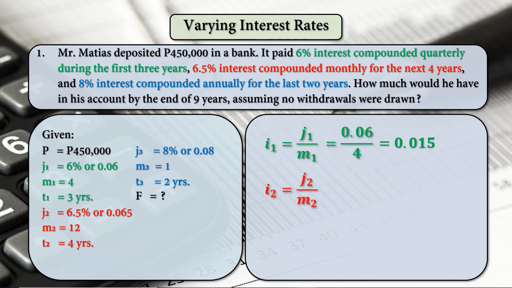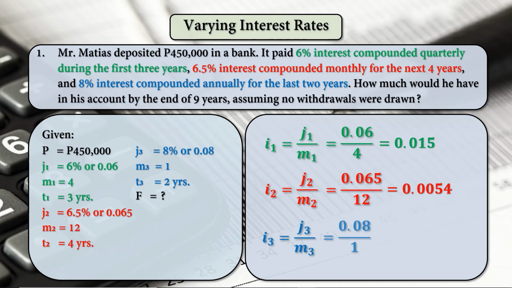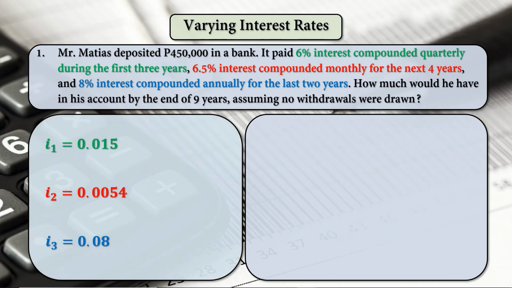For I2, of course, J2 over M2 naman. J2 is 0.065 over 12, that is equal to 0.0054. Then our I3, that is J3 over M3, 0.08 over 1, that is equal to 0.08. Then inonote natin itong values ng tatlo.